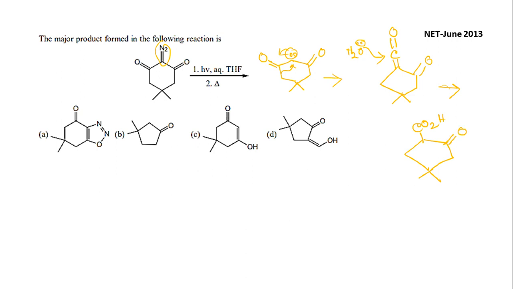Now this is a beta keto acid. With respect to the carbonyl, this is the alpha position, this is the beta position. Beta keto acids are very good for decarboxylation. Heat is given, so decarboxylation will take place, and finally this CO2H will be removed and this will remain. So it is matching with option B.